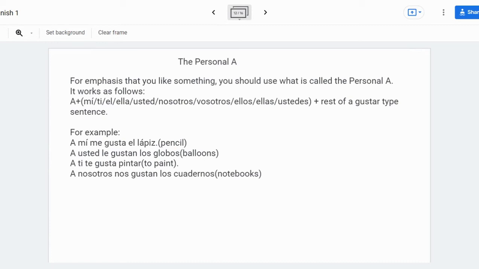And then after that, you would just add the rest of a gustar type sentence. Remember, it has to match with the subject. For example, a mí me gusta el lápiz, which means I like the pencil. It's a stressed version. Or a usted le gustan los globos, the balloons. A ti te gusta pintar, which means you like to paint. And the final sentence, a nosotros nos gustan los cuadernos, or notebooks.